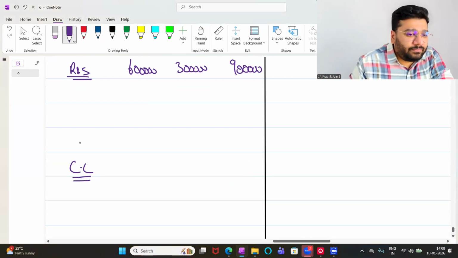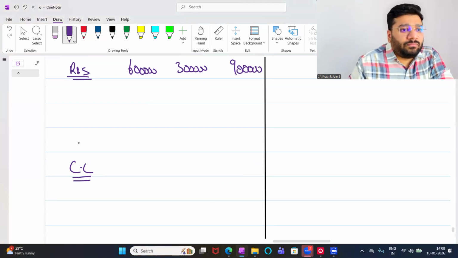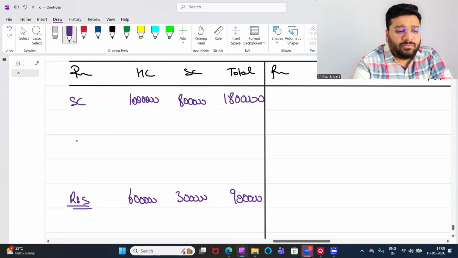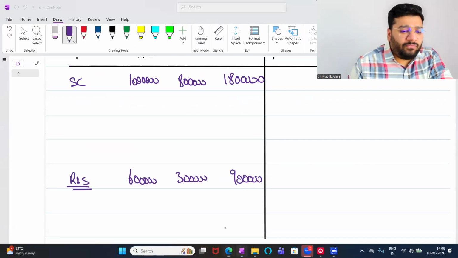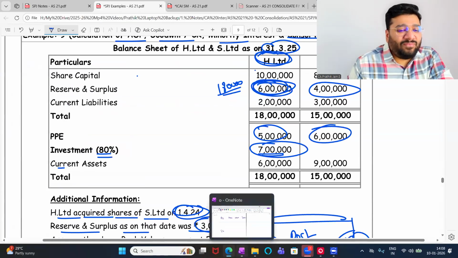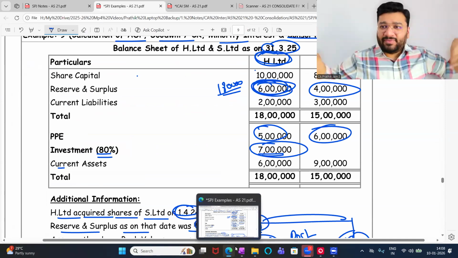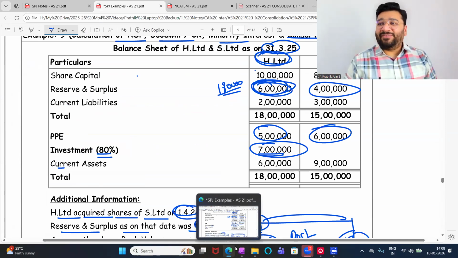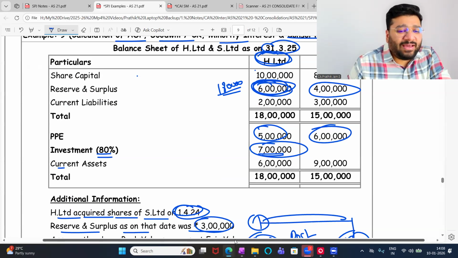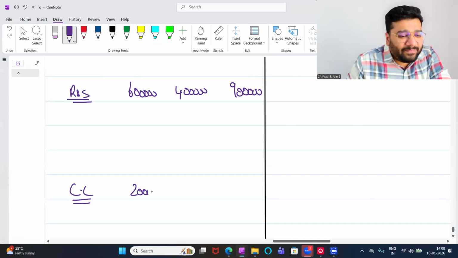4 lakh, H's separate and S's separate, I'm asking. 6 plus 4, only 4 will come. Who said 3? Okay, don't fight. Current liability, how much? 2 plus 3. It's okay. Right.